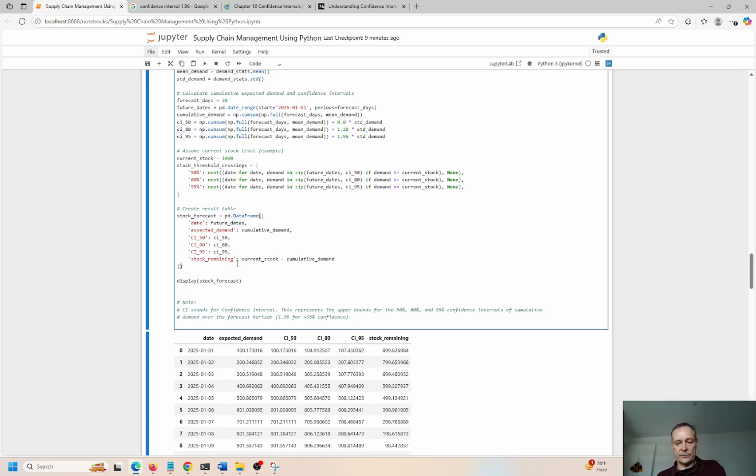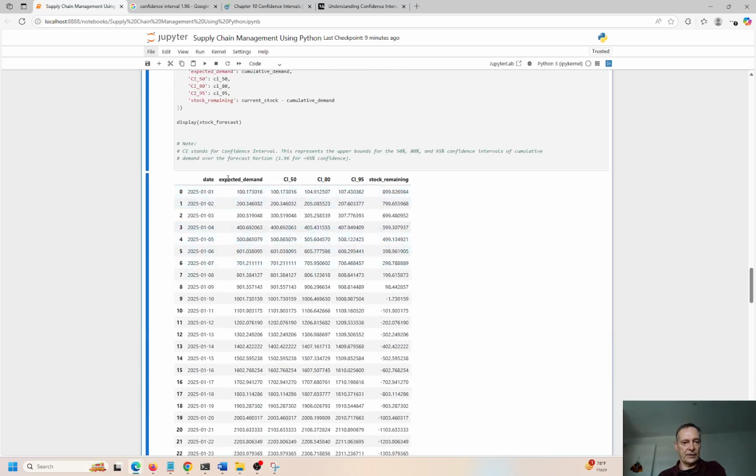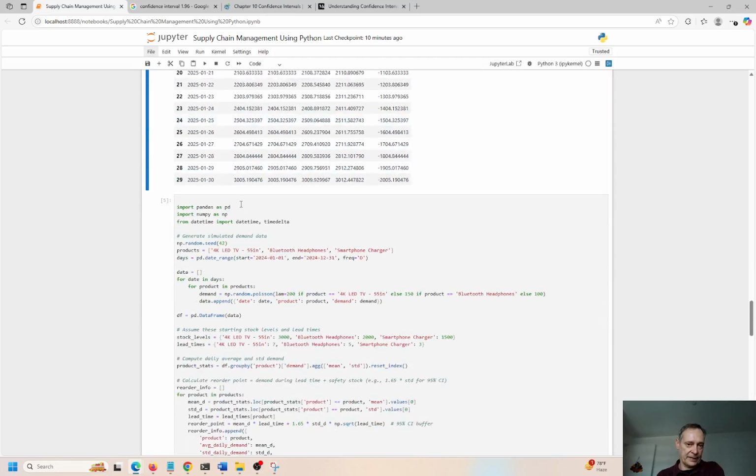So go ahead and run this. Control Enter to run. We have the expected demand. Confidence interval 50%. That is going to be the same thing. 1.04 is a little bit higher. 1.07 is the highest, and the stock remaining is over here. Okay, so the stock remaining is basically the current stock minus the cumulative demand. Okay, so we have that table.